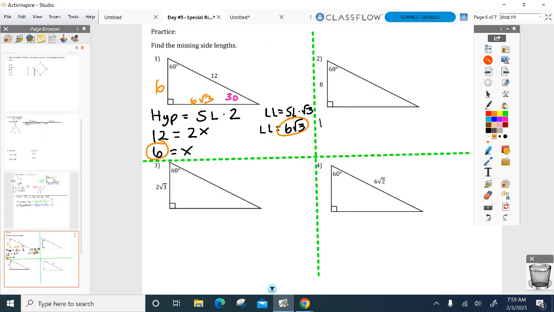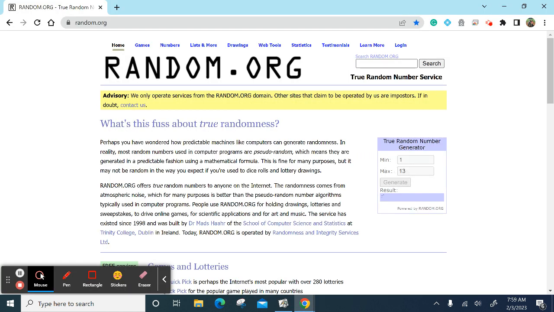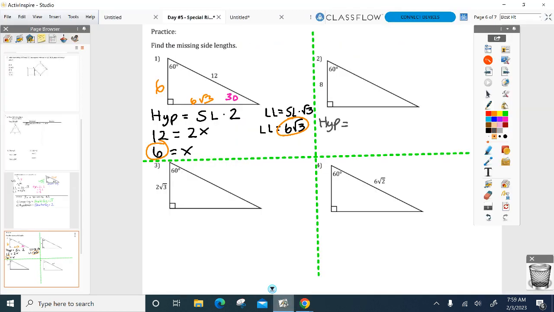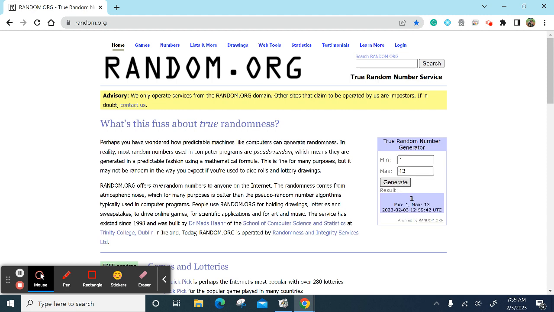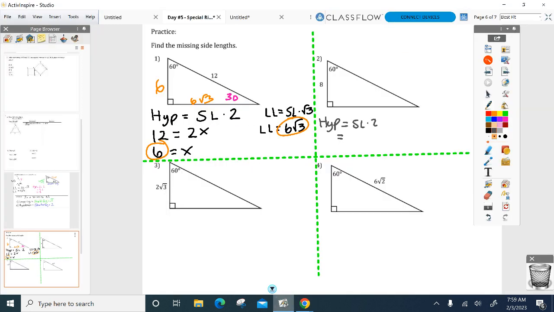Hypotenuse. You got it. So hypotenuse equals, what's the hypotenuse equal to in a 30, 60, 90? Shorter leg times 2. All right, what are you multiplying here then? What are we multiplying to find the hypotenuse? 8 times 2. There you go. 8 times 2. Hypotenuse is 16.